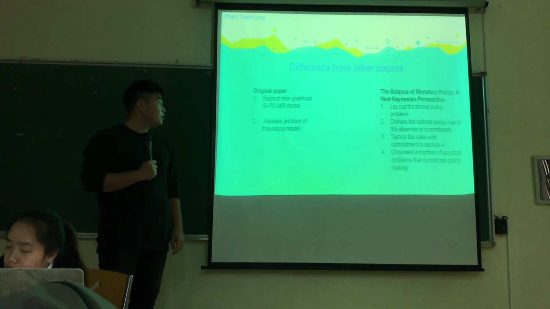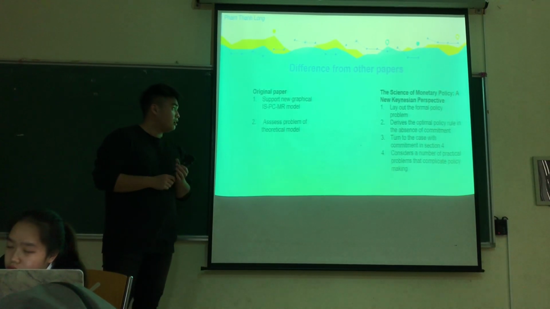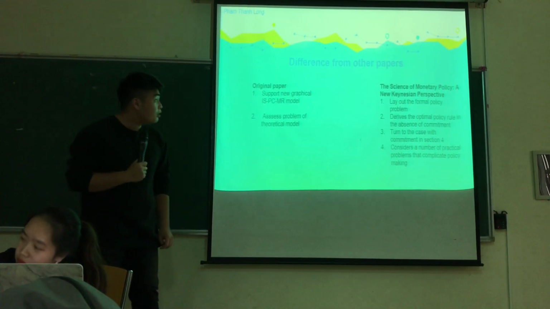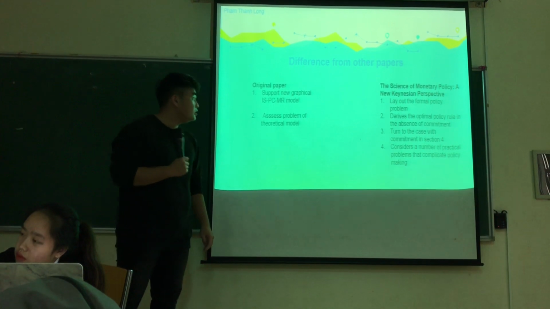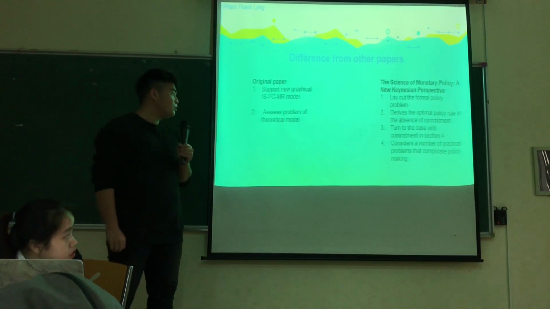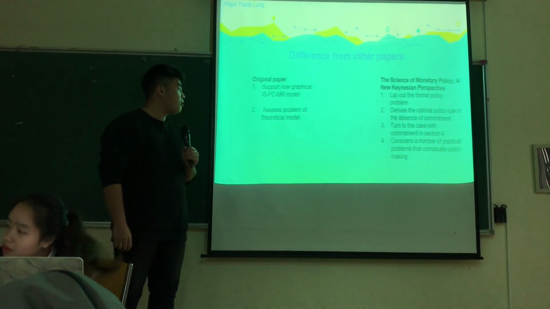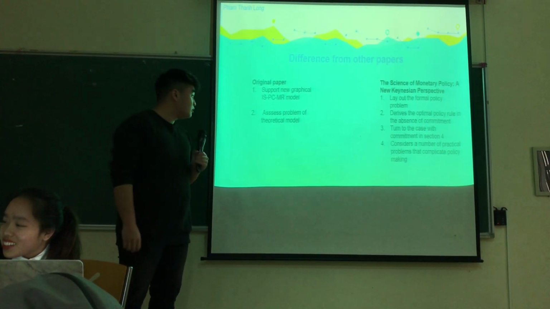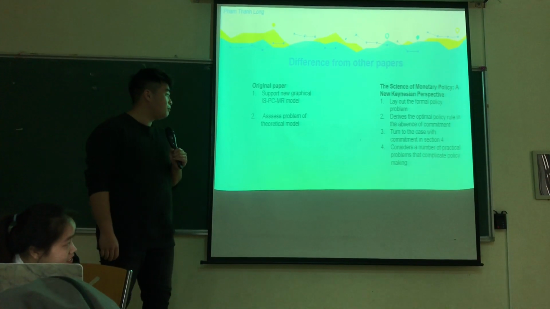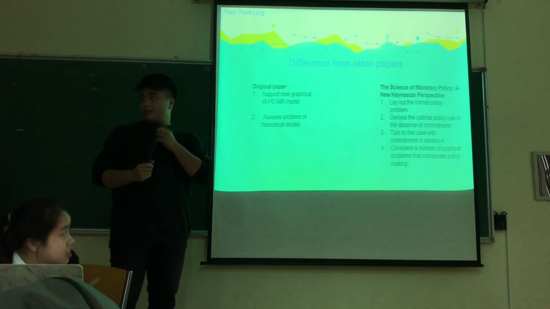First, they lay out the formal policy problem. They derive the optimal policy rule in the absence of commitment. They turn to the case with commitment in section 4. And the last part considers a number of practical problems that complicate policy making.